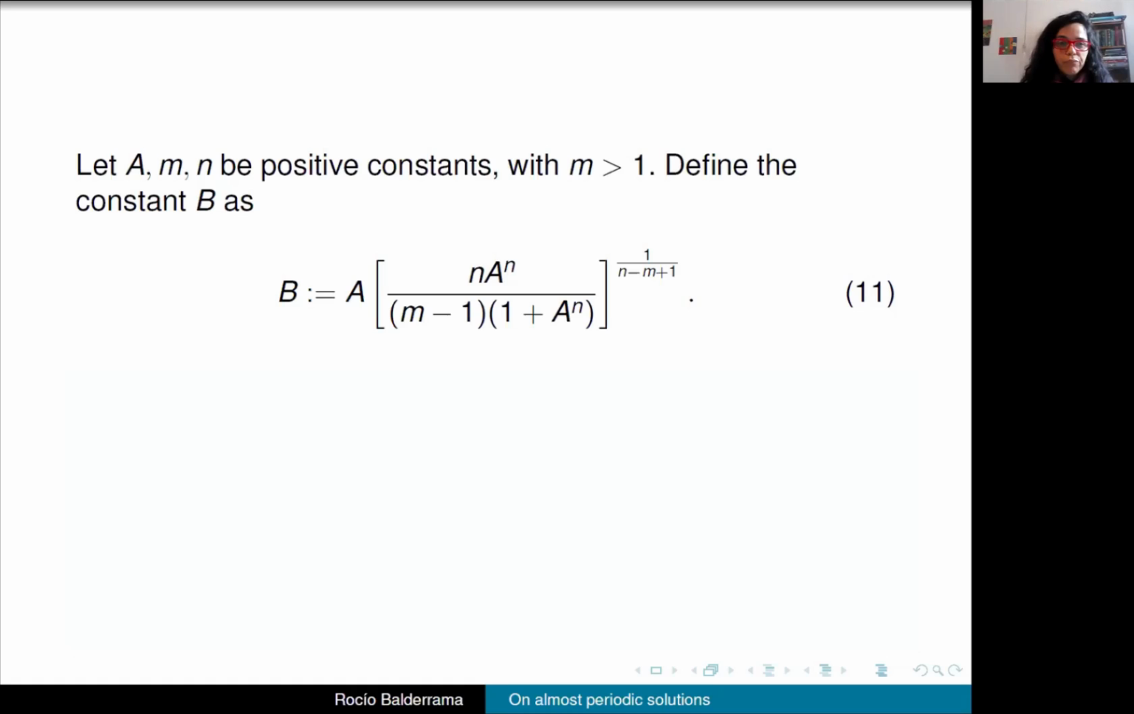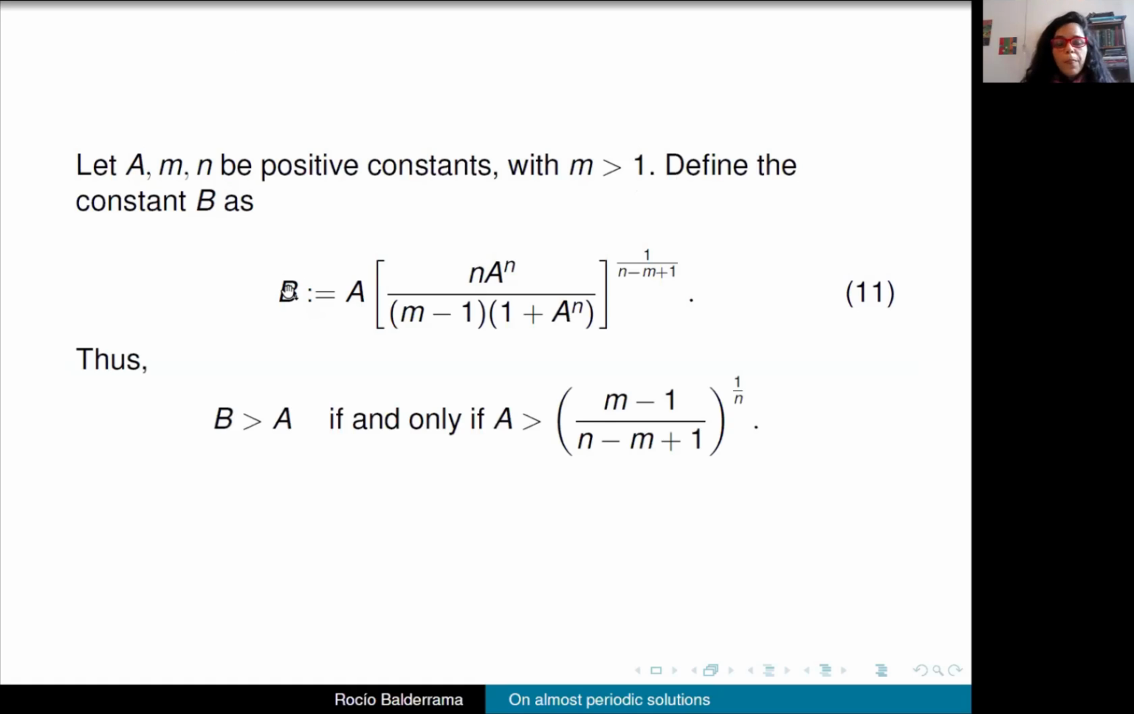So also I consider m and n positive constants with m greater than 1. That is the work. And define the constant b as this one. If I give you a, m, and n, you can define your b, and b is greater than a if and only if a is greater than this constant that only depends on m and n.